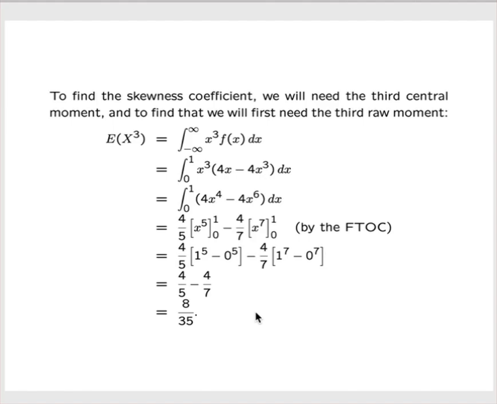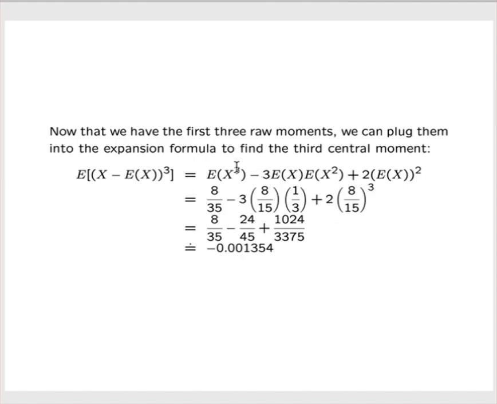So going through this process, we find that the third raw moment, the expected value of x cubed, is 8 over 35. And now we have the first three raw moments, and so we can use the expansion formula to compute the third central moment. All right, and this turns out to be, representing this as a decimal approximation, negative 0.001354. Now we have the third central moment.